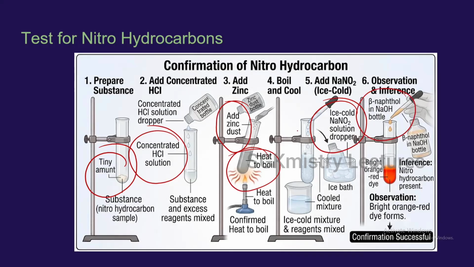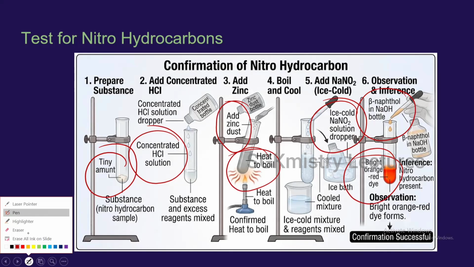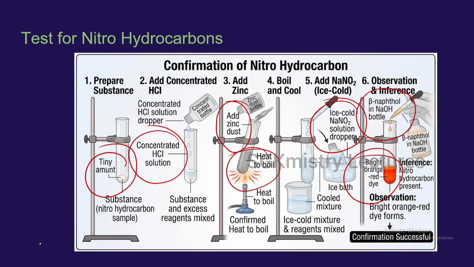Here you're going to again get bright orange red dye. If this bright orange red dye is obtained, then we can say that the given compound is a nitro hydrocarbon. So let us look into the reaction. We are already familiar with the diazotization as well as the coupling reaction of aniline. It is very clear here, since zinc dust and concentrated HCl are used, the reduction of the nitro compound takes place to aniline. If you're taking nitrobenzene, it reduces to aniline. And then we have the diazotization and the coupling reaction.